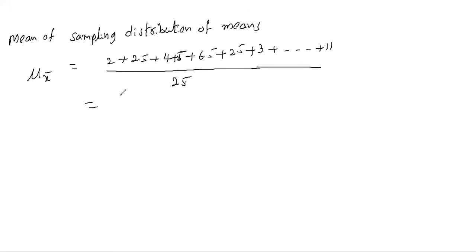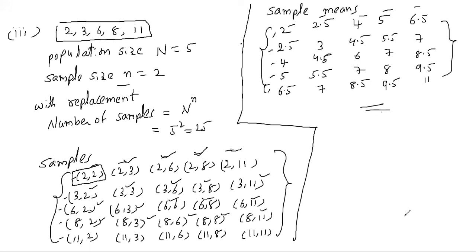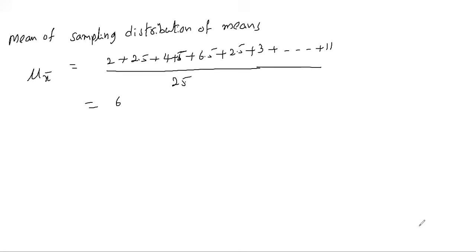When you do this, you will get 6. So in the exam also, try to do all this at one time in the calc and write the answer. The mean of the sampling distribution of the mean, mu x bar, is 6.